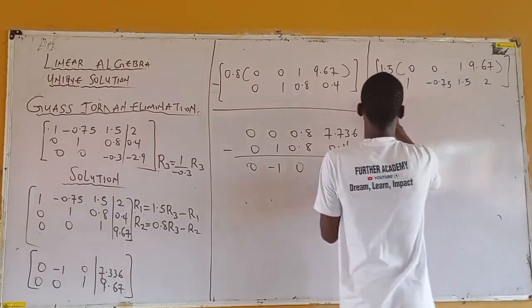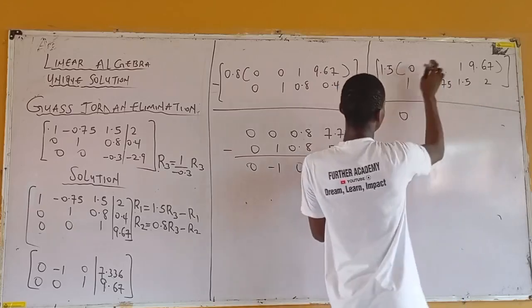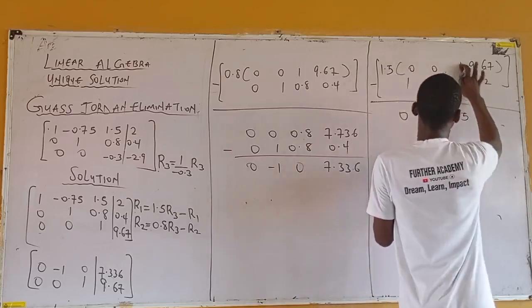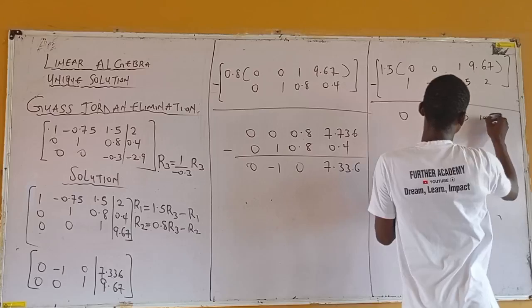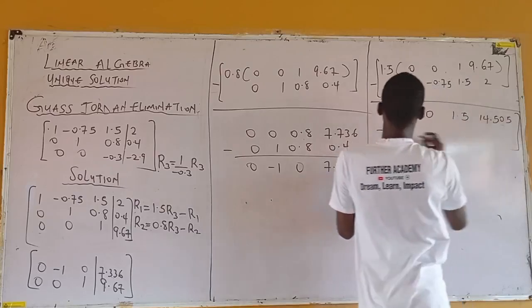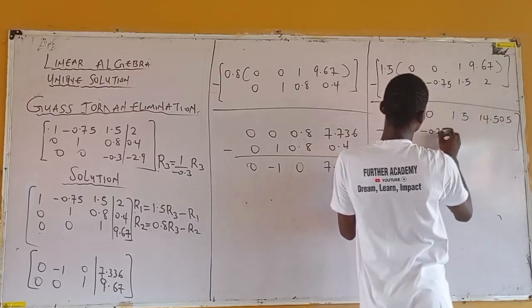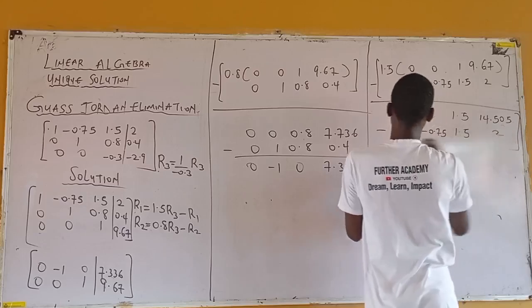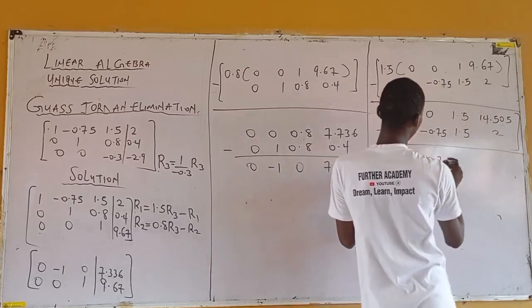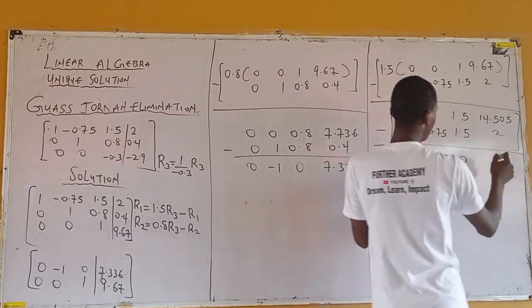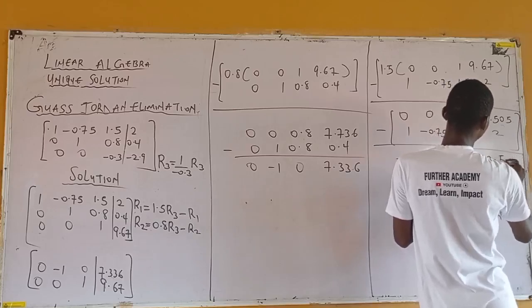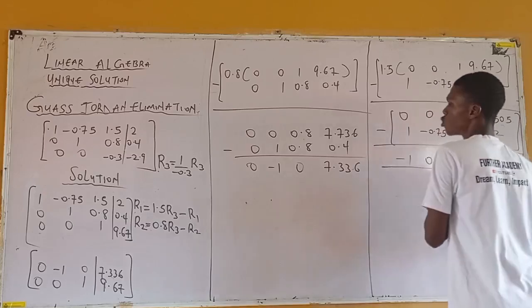That will be what? This is 0, 0. This time this is 1.5. This time this gives us 14.505. Then minus 1, negative 0.75, 1.5 and 2. So let's get the difference. What do we have? Negative 1, positive 0.75, 0, 12.505. So this is our row 1.